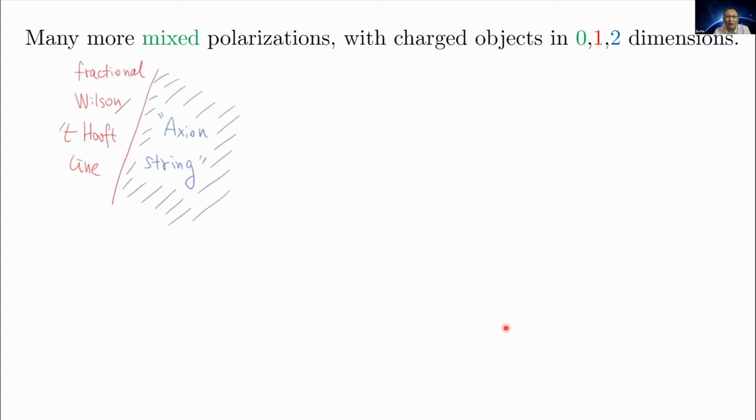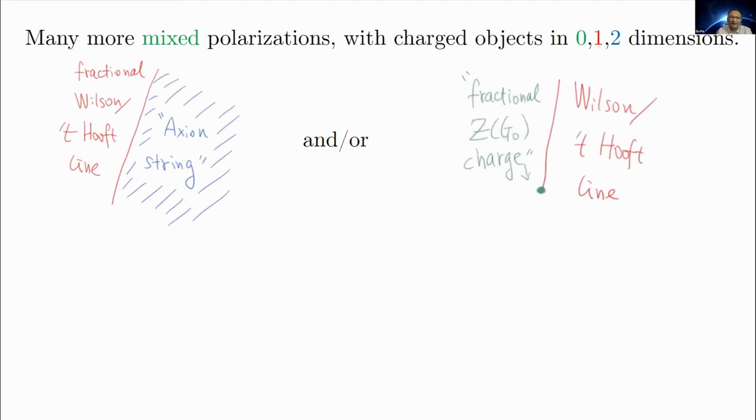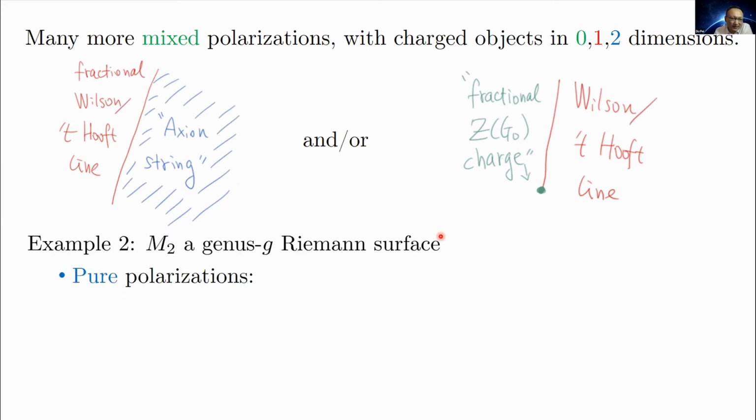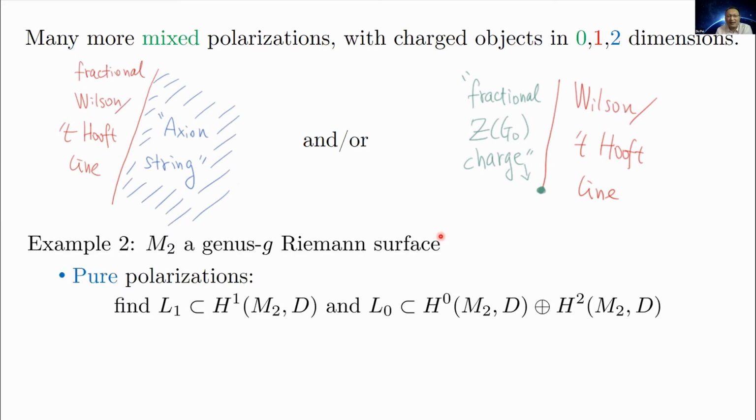And these are the pure polarizations, but there are many mixed polarizations. And there will be charged objects in dimension 0, 1, and 2. And on the boundary of the 2-dimensional objects, which I call axion strings, there will be fractional Wilson and 't Hooft lines. And on the boundary of Wilson and 't Hooft lines, you will carry fractional charge under this symmetry. This is a general feature for theories obtained from these mixed polarizations. One can also consider a genus g Riemann surface. And the problem will be almost identical, except that L1 is now an isotropic subgroup inside H1.